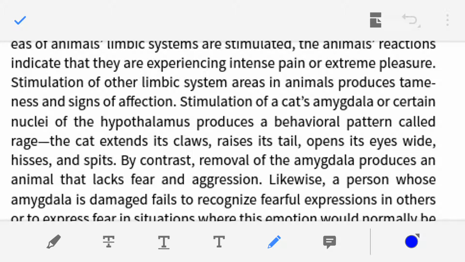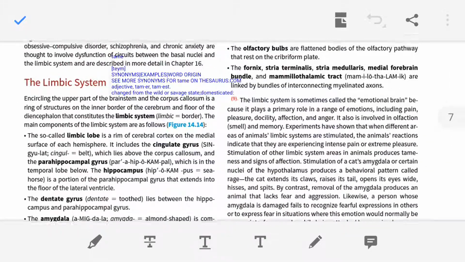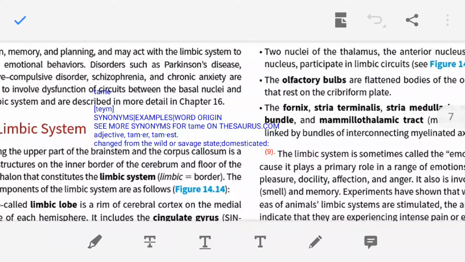Now the stimulation of other limbic system areas in animals produces numbness. Okay, now what is numbness? See, numbness.